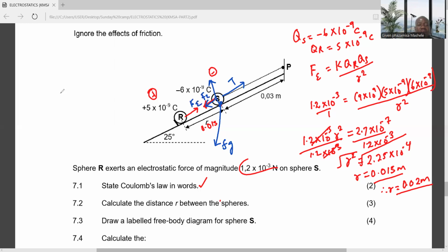So in terms of a free body diagram, you're going to have the normal force, together with the force of gravity, and we'll have the tension, which will be at right angle. Okay, so we'll have the tension. And another one is the electrostatic force, Fe. So we'll have an electrostatic force between the 2 point charges.